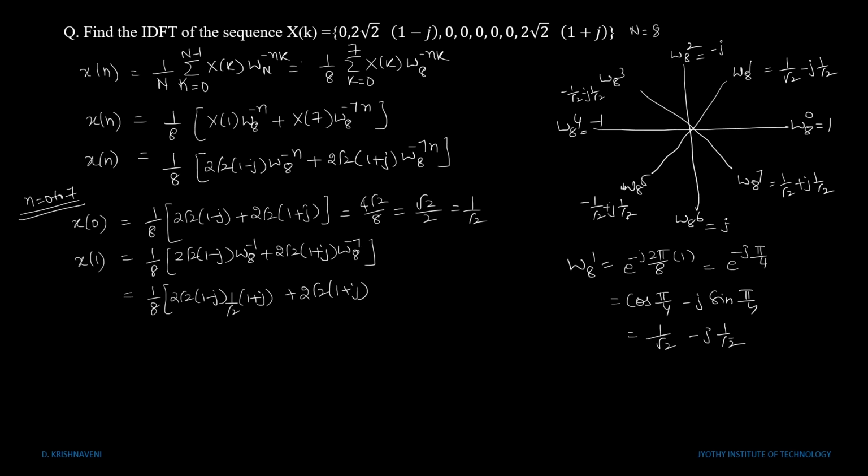W8 to the power of minus 7 is conjugate of W8 to the power of 7. So I'll take 1 by root 2 common and this will be 1 minus j. So W8 to the power of minus 7 will be 1 by root 2 minus j 1 by root 2, conjugate of W8 to the power of 7. You have to keep that in mind. So root 2 cancels. Here also root 2 cancels. 1 minus j into 1 plus j. Here also 1 minus j into 1 plus j. So you will get 4 into (1 minus j) into (1 plus j). So 4 by 8. So half into (1 minus j) into (1 plus j).